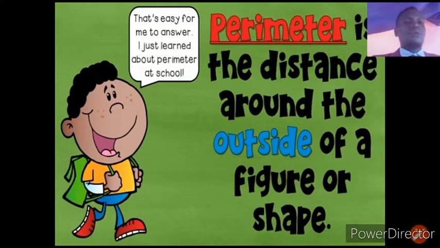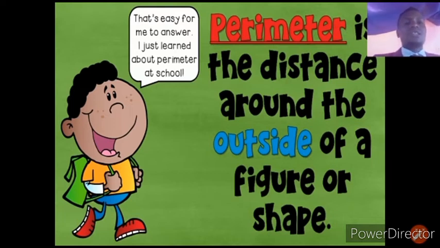For example, I have a table. If I measure the corners of the table together, I have the perimeter of the table. Remember, a table has 4 sides. If I measure all the 4 sides and sum my measurements together, I've got the perimeter of the table.